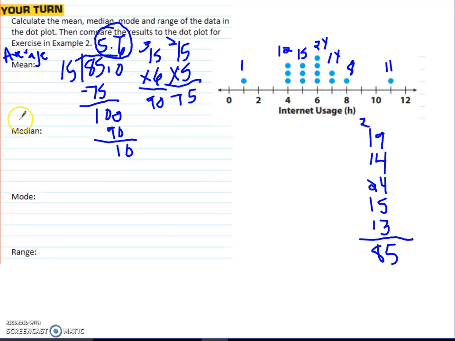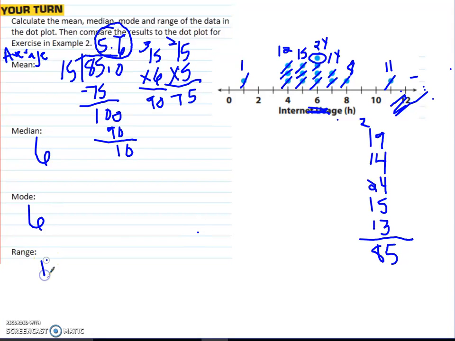Remember that median is a key word for middle or center, so we cross off till we get to the middle. 1, 2, 3, 4, 5, 6, 7. The median is going to be 6. Mode, the one that appears the most often. That would be 6. Range, our largest is 11, our smallest is 1. 11 minus 1 is 10.